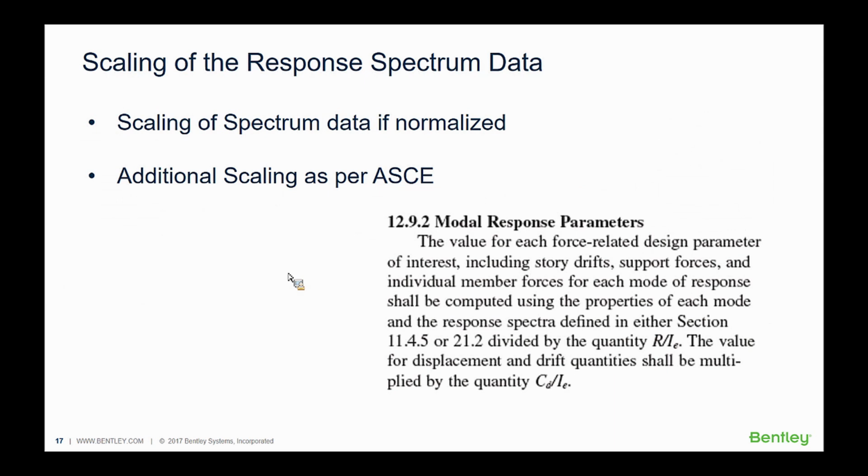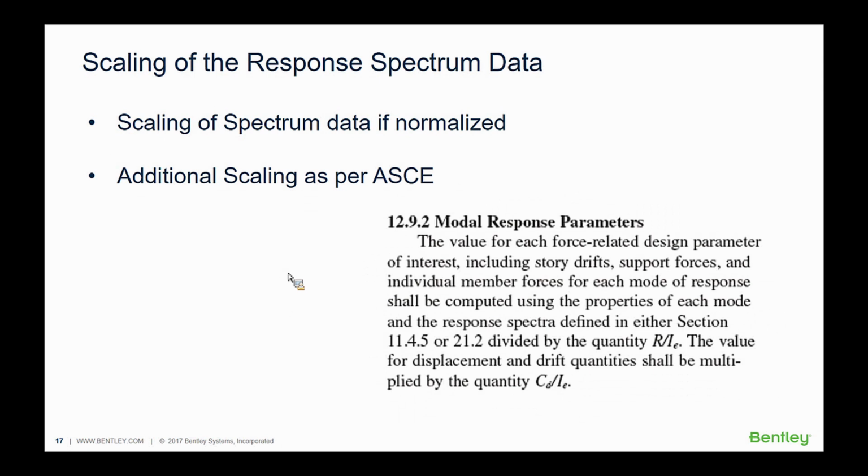The response spectrum data defined earlier may be scaled under certain circumstances. For example, if the spectrum is in terms of acceleration due to gravity, as opposed to being specified in units of acceleration, then you'd have to scale it by the g value. In addition, the ASCE 7 section 12.9.2 mentions that the spectrum generated based on the code should be divided by the quantity R by IE. So this too can be entered as a scale factor when defining the spectrum data in the software.